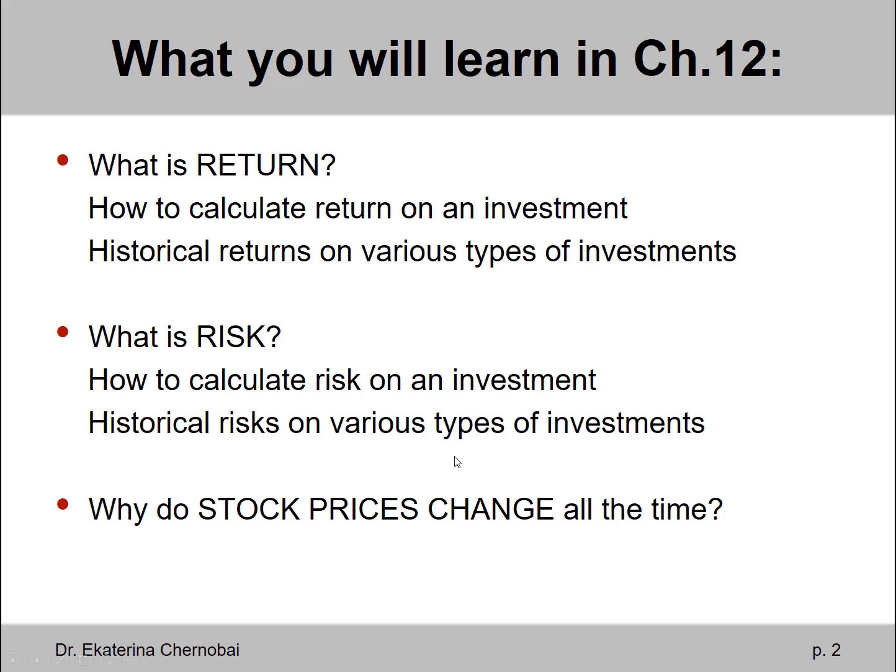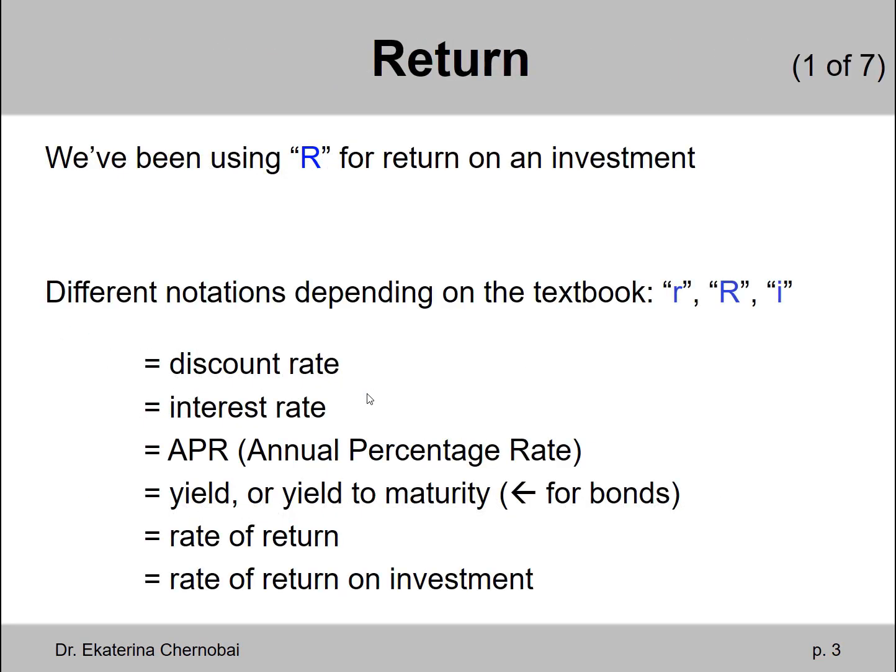In chapter 12, we are looking back at the past several decades. What has been earned from different investments, and we look at the differences. And then in chapters 13 and 14, we will look at how to then apply that knowledge to estimating future return on investment, which is also nothing but the discount rate for, let's say, some project. So let's start with the topic of return.